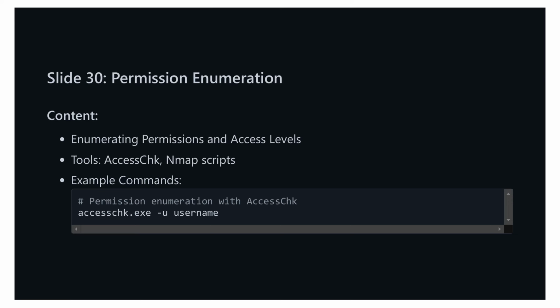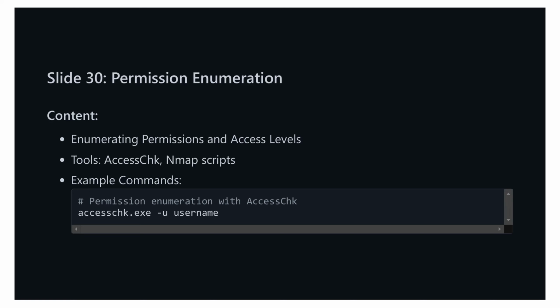Moving on from wireless enumeration, let's dive into permission enumeration. This slide focuses on the essential task of enumerating permissions and access levels across your systems. Properly understanding and documenting these permissions is crucial for identifying potential security gaps and ensuring that users have only the necessary access rights. The tools that are highly effective for this task include accesschk and Nmap scripts.